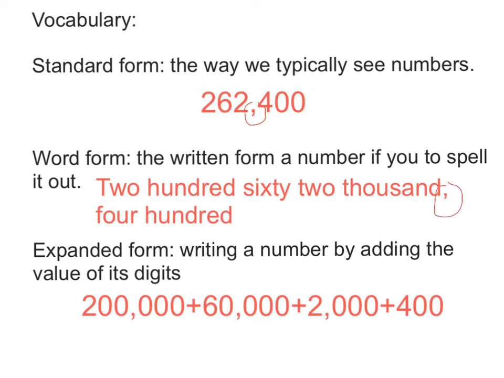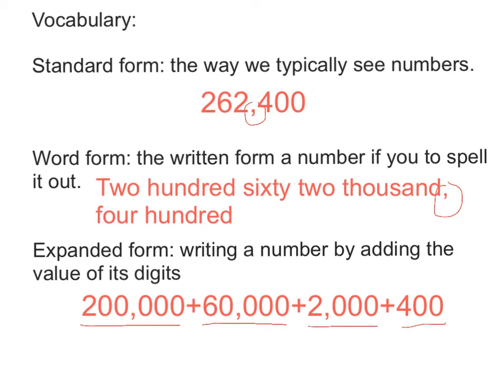Or I can also write it in expanded form. Expanded form is kind of like what we learned yesterday, where we take all of the value of its digits and we add them together. So the 2 is in the hundred thousands place, so it is worth 200,000. So I write this number, 200,000. Then I add it to the place value of the 6. The 6's value is in the 10,000s place, but I have 6 of them, so that means I have 60,000. So I add 60,000. Then the 2 is in the 2,000s place, so I add 2,000. And then I have 400, so I add 400.